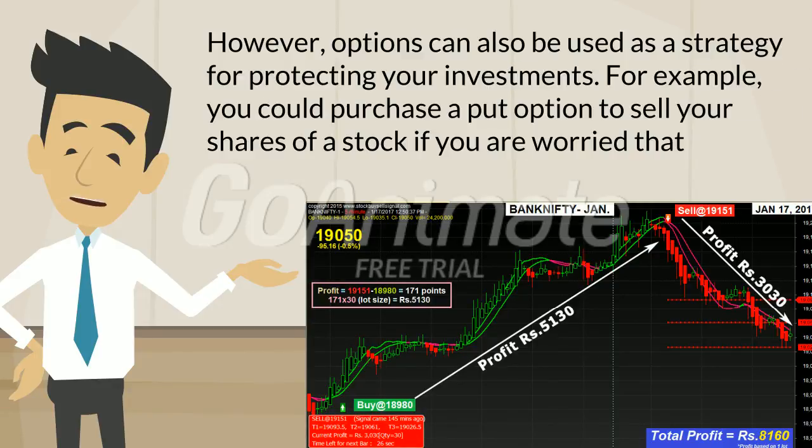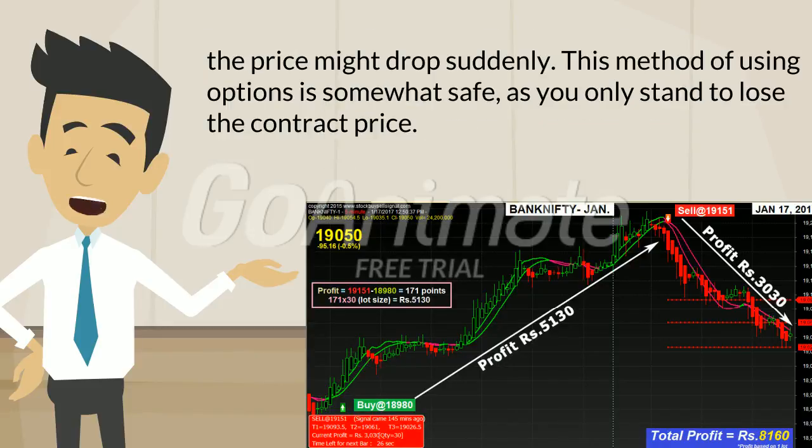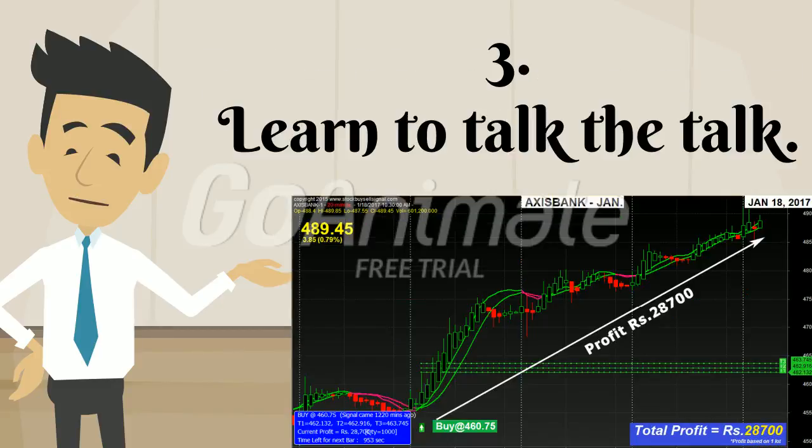However, options can also be used as a strategy for protecting your investments. For example, you could purchase a put option to sell your shares of a stock if you are worried that the price might drop suddenly. This method of using options is somewhat safe, as you only stand to lose the contract price. 3. Learn to talk the talk.